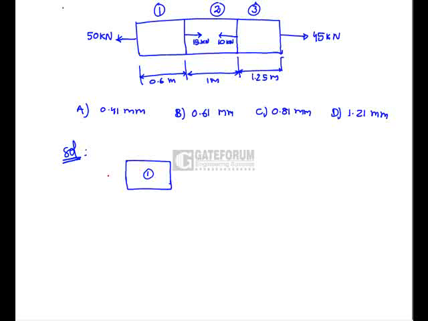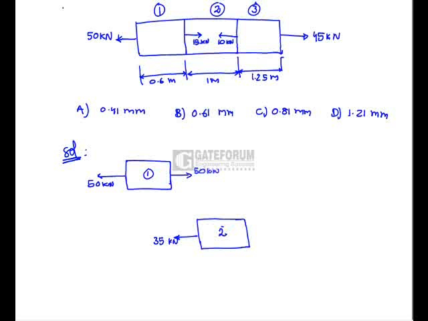So we have a leftward force of 50 kilonewton. So for section 1 to be in equilibrium, the opposite force should also be equal to 50 kilonewton, but towards the right side. Now consider the second section. Here already we have taken 50 kilonewtons towards the right, but on this section there is a force of 15 kilonewton acting towards the right. So just subtract the 15 from 50. So we get here 35 kilonewton towards the left.